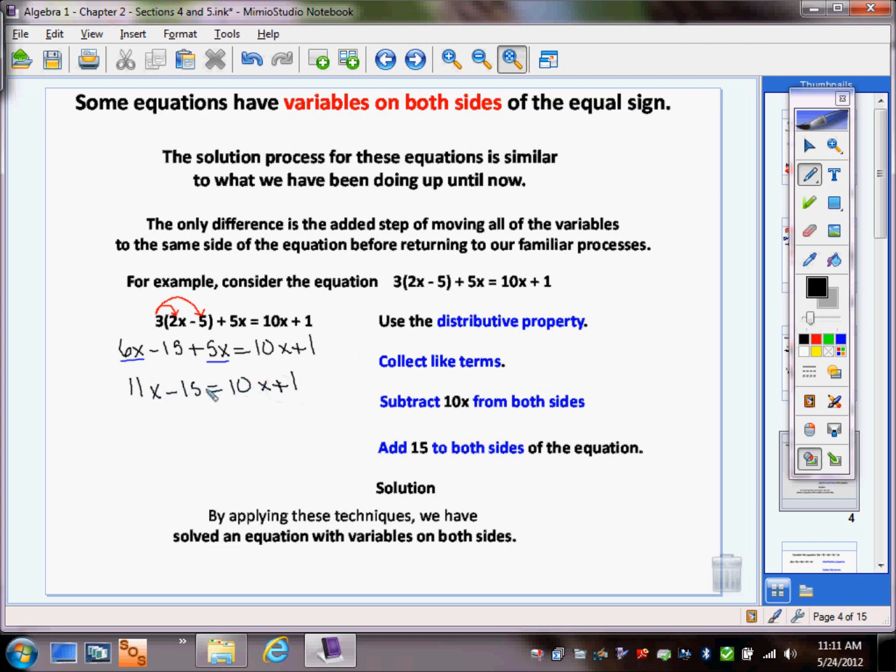Now I have x's on both sides. The first method that we can use is we can subtract 10x from both sides, which gives me x minus 15 is equal to 1. And then I add 15 to both sides, and I get x equals 16. This is method 1 basically.